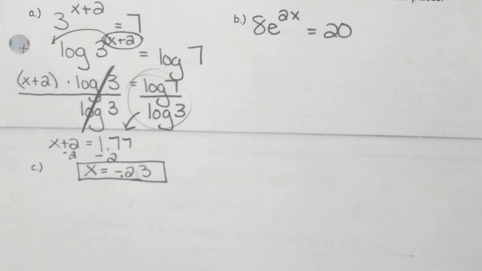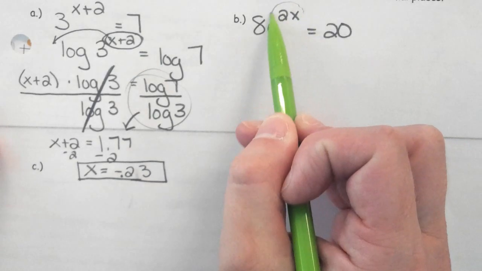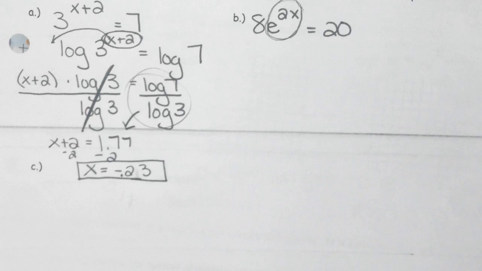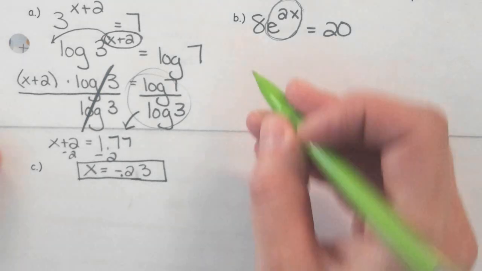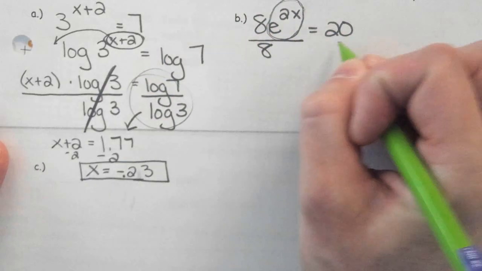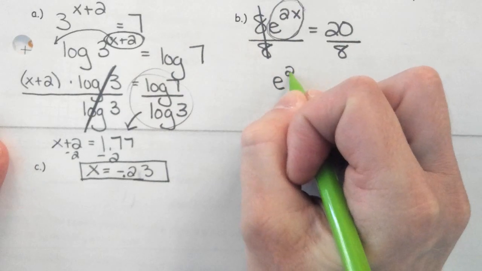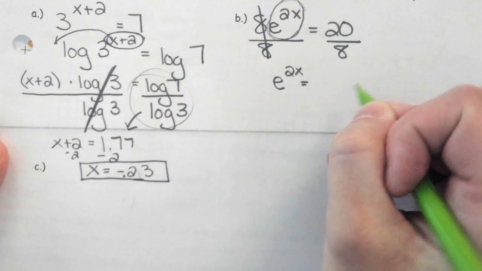Okay, believe it or not, this isn't isolated. I want this to be alone. What is it being multiplied by? 8. So the first thing I'm going to do is divide away the 8. So e to the 2x equals 2.5.